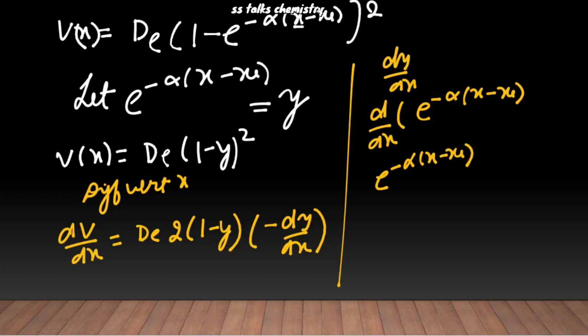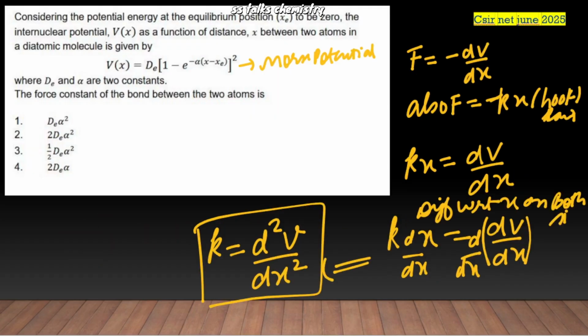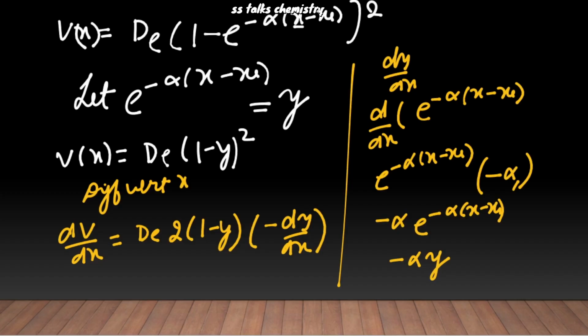Now do its differentiation: e raised to the power of x differentiates to itself. The power, minus alpha times (x minus xe), when differentiated with respect to x gives minus alpha only, since dx by dx is 1 and xe is a constant, so its derivative is 0. So the value we get is minus alpha e raised to the power of minus alpha (x minus xe), or minus alpha times y, right? This substitution you can make. We can number the equations: this one first, this the second one, and this we have obtained as the third one.